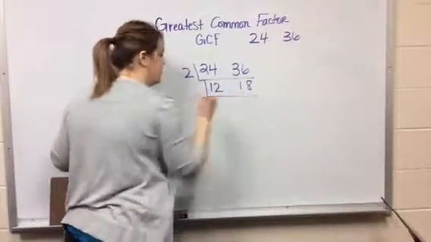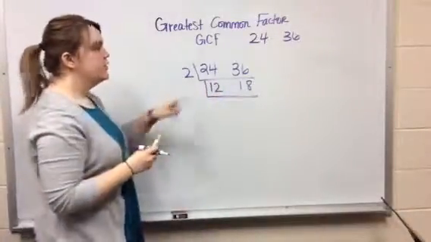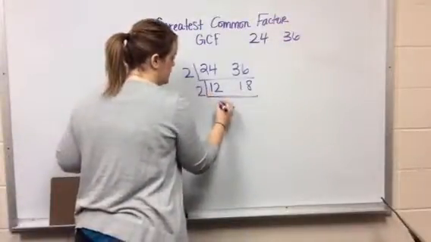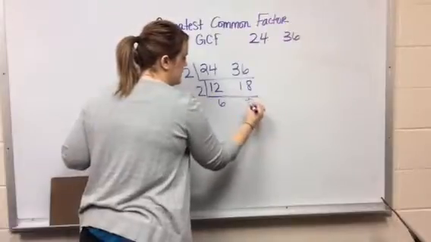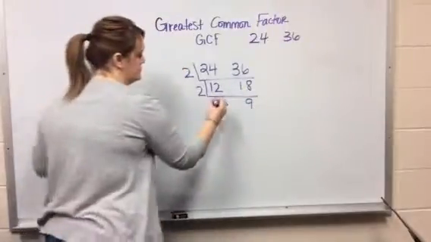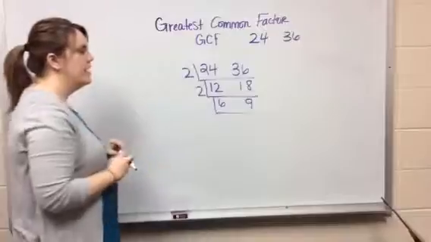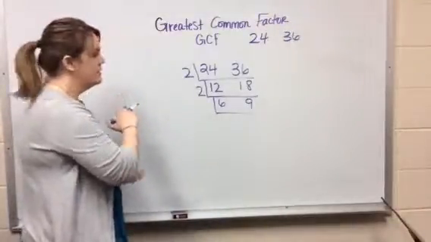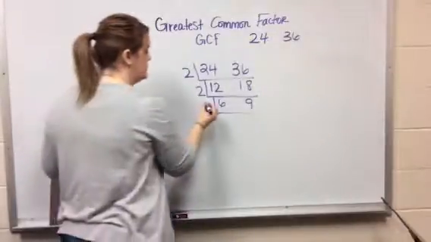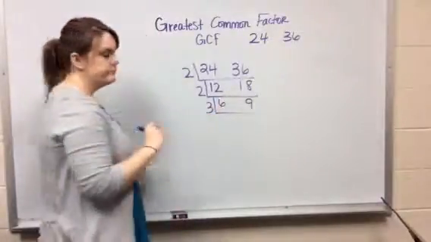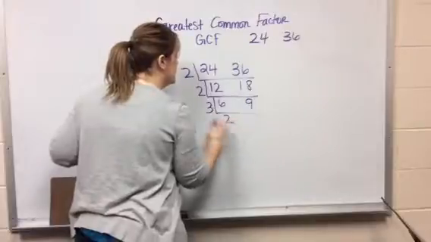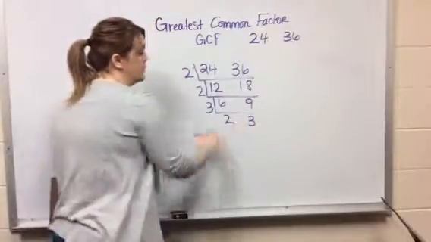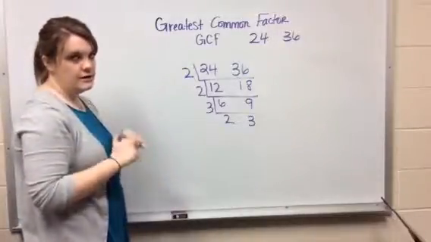Draw another L, and I'm going to do the same thing. 2 is my smallest prime number that can come out of both of those. 2 goes into 12 6 times, 2 goes into 18 9 times. Draw my L. Now, this time, I can't pull a 2 out of it. The smallest prime number that can come out of both of those is 3. 3 goes into 6 2 times, 3 goes into 9 3 times. And these are both prime numbers, so I'm done.